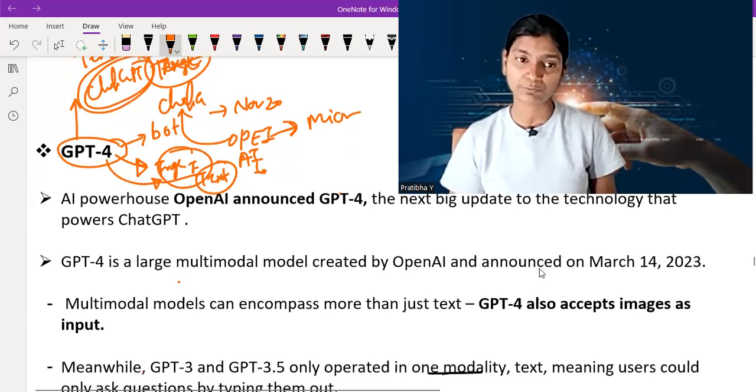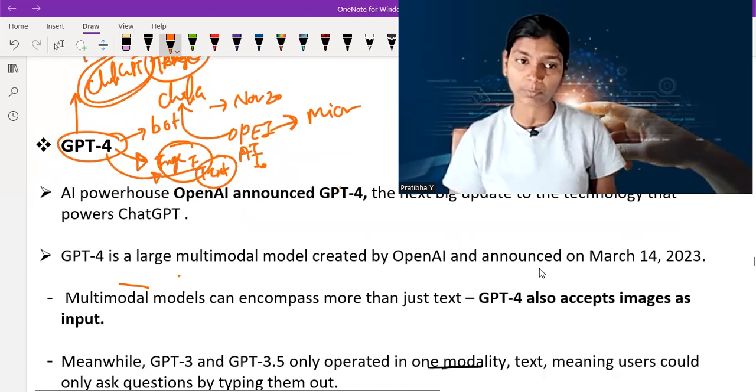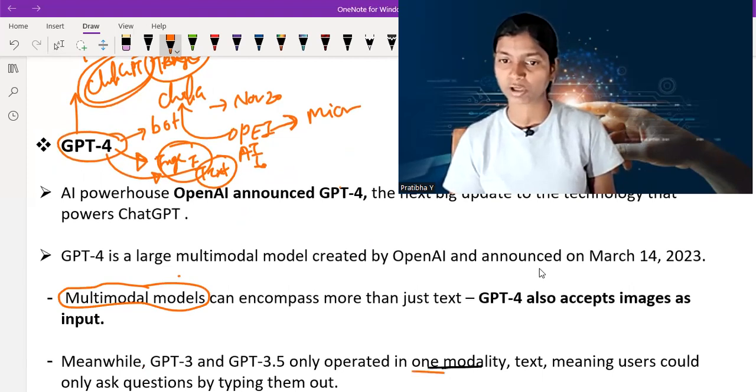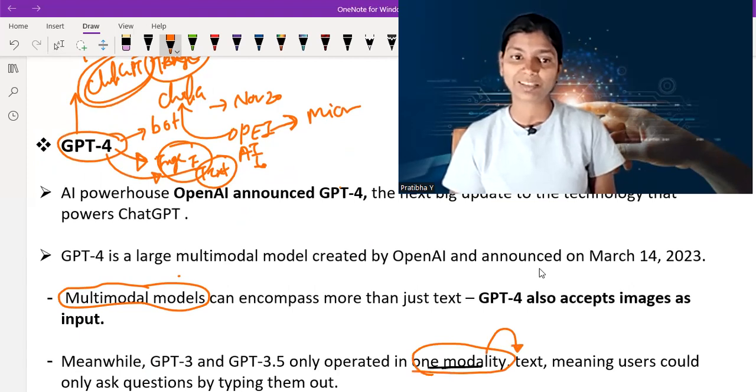That's why GPT-4 is called a multimodal model, and ChatGPT is called a single modality model. Single modality means it only takes text as an input. A multimodal model means like GPT-4, which takes text and images as an input.